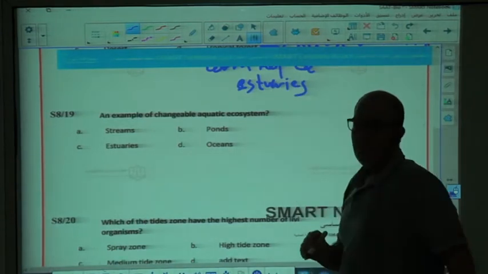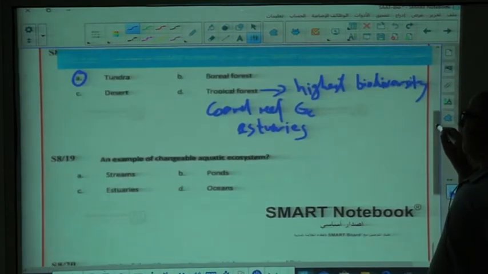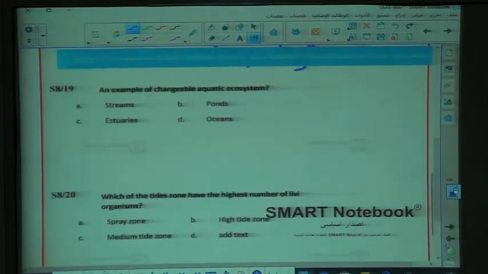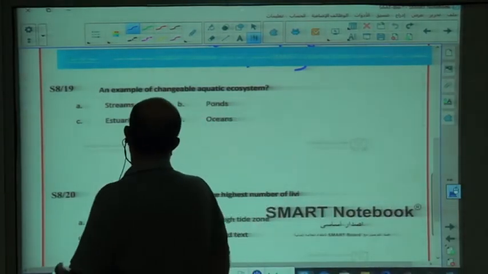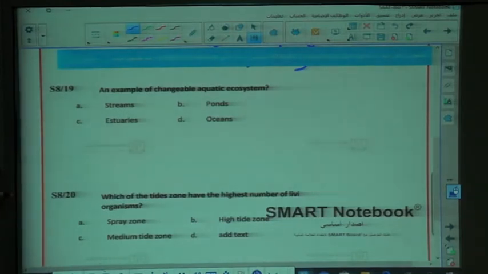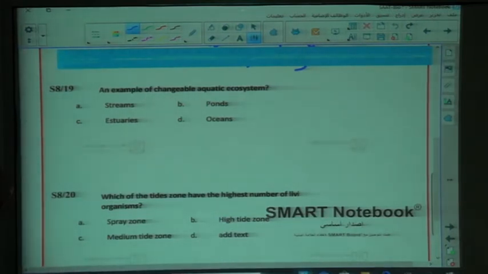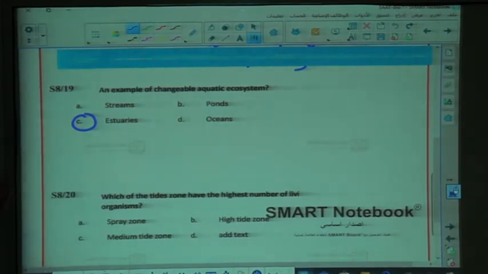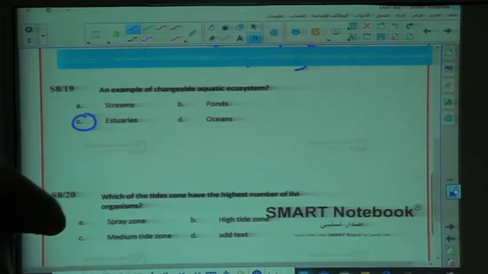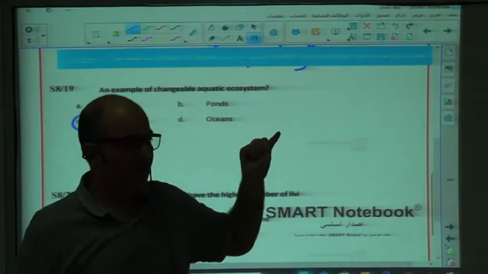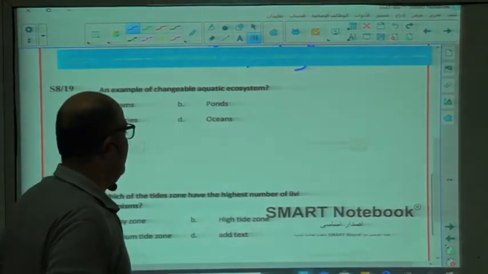Estuaries are an example of changeable, mixed aquatic ecosystems. When the water of a river flows into the sea or ocean, when river water mixes with sea water, we call it an estuary. Here I have high biodiversity. So the highest biodiversity we find, guys, is in the coral reefs, tropical rainforests, then in the estuaries.